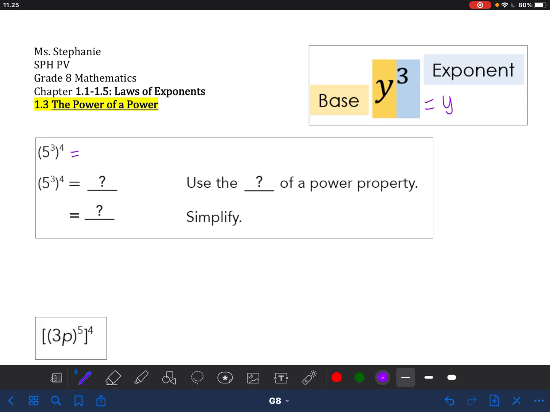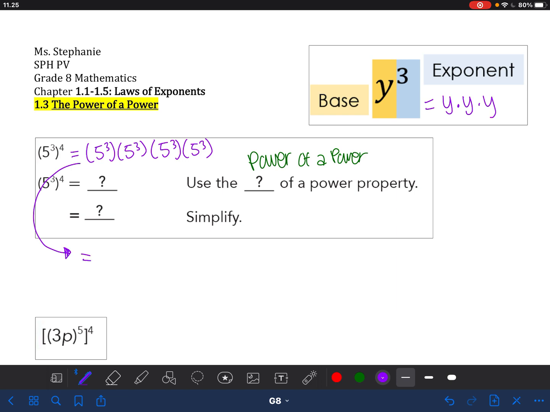You just multiply the base by itself 3 times. So 5 to the power of 3 to the power of 4 is the same concept of y to the power of 3. You just multiply the base by itself 4 times because of that power, right? Okay, alright. So use the blank of a power property. So in this case, use the power of a power property.